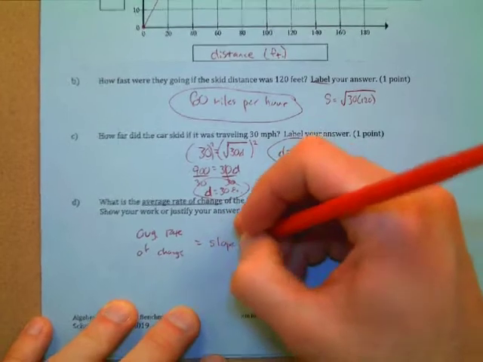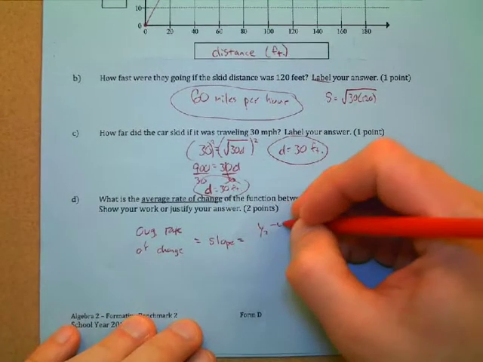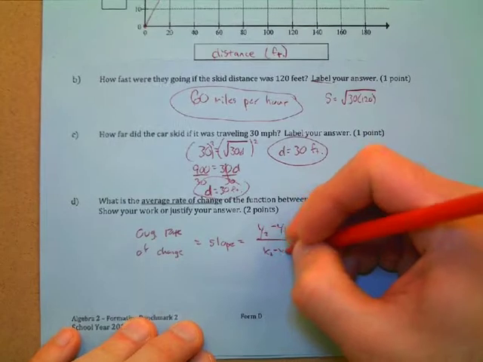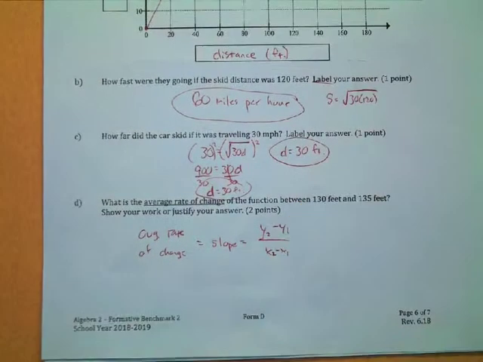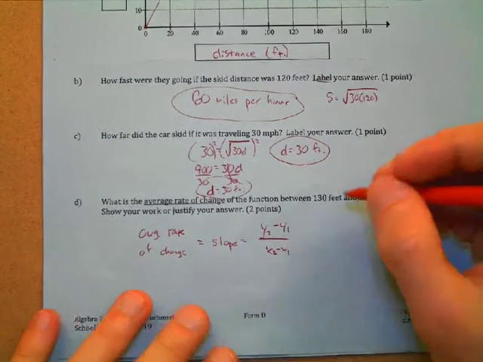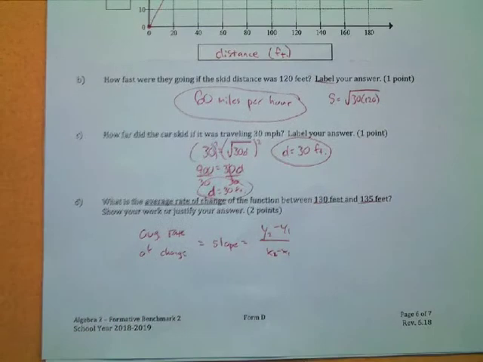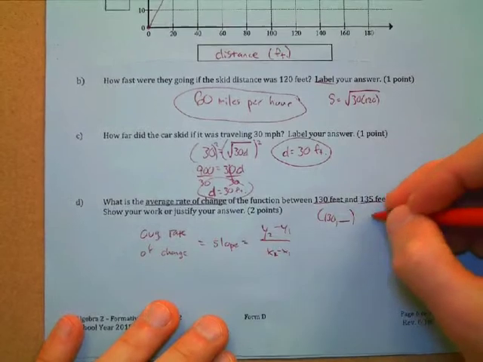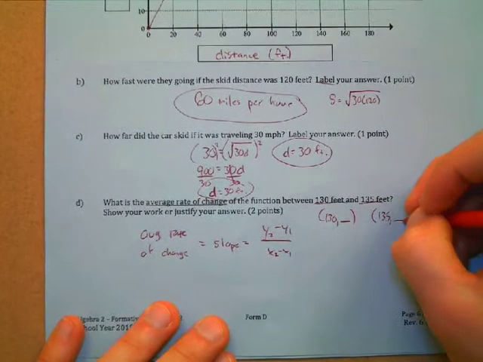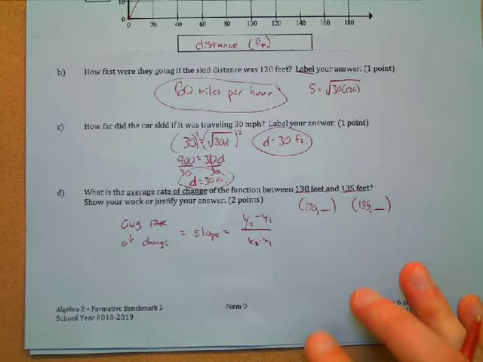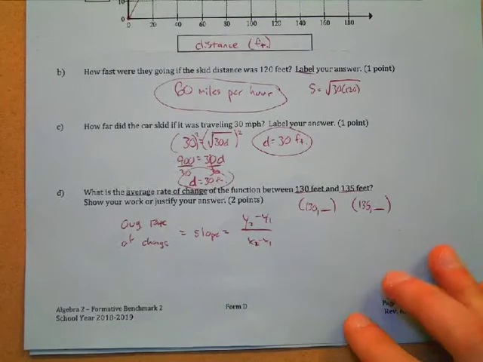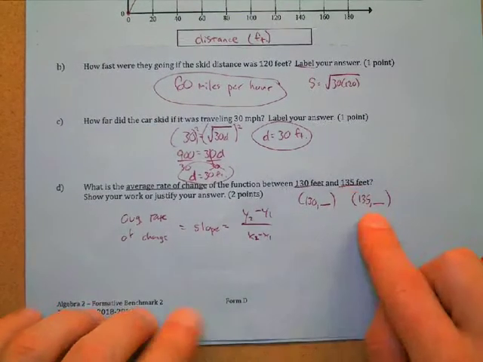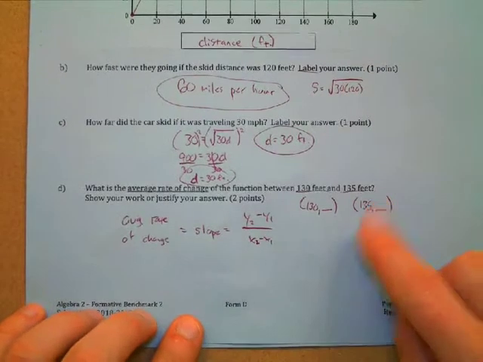Okay, which is y2 minus y1 over x2 minus x1. Now we're told two distances, 130 feet and 135 feet. So that gives us x coordinates. We've got to find their matching y coordinates. I'm just going to go to my table to do that, but you could also plug them into your function. Plug 130 in for d, plug 135 in for d.